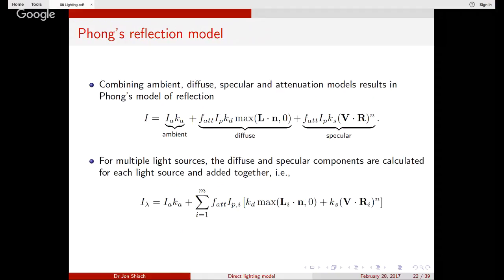Now the ambient light is the same. It doesn't matter what light source you've got. All we do is we sum the diffuse and specular for each separate light source. So we've got the sum. We've got M light sources, attenuation, intensity of each individual light source, and all of these, like the lighting vector and the reflection vector, will be for each individual light source.